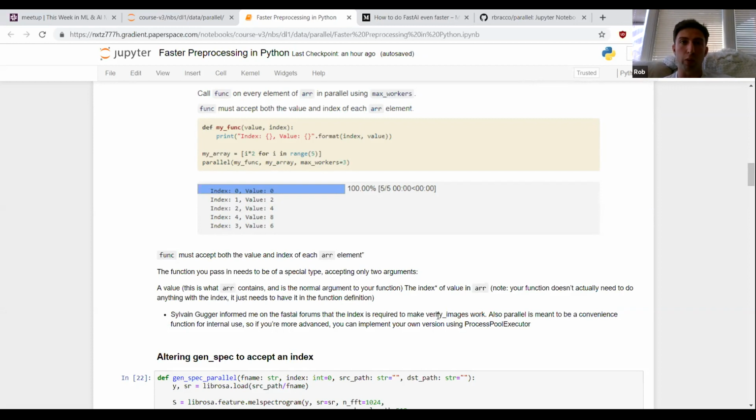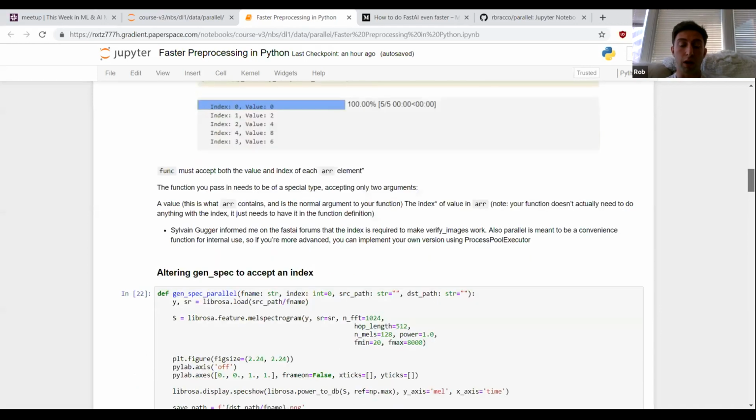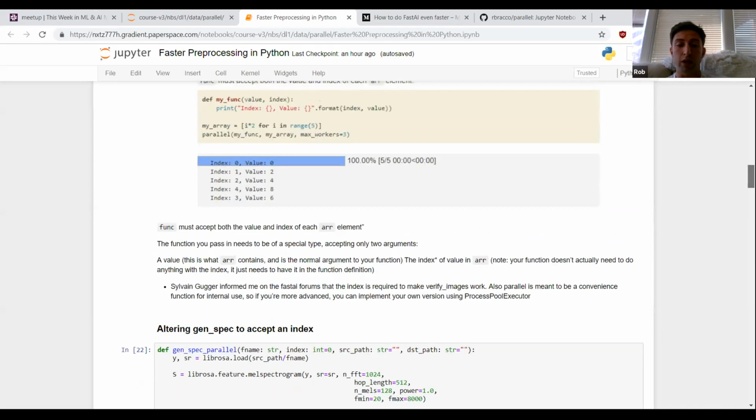If you guys remember the widget from lesson 1 or 2 of part 1, that lets you go through and make sure all your images are correctly loading from Google. He said that Parallel is meant to be a convenience function for internal use. So if you're more advanced, you can implement your own version using process pool executor, which is actually surprisingly easy.